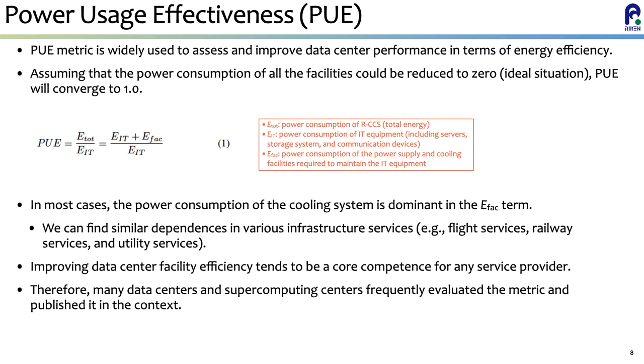The total energy term in the numerator can be divided into two terms, IT equipment energy and facility energy. In most cases, the power consumption of the cooling system is dominant in the facility energy term. Generally, improving data center facility efficiency tends to be a core competence for any service provider. Therefore, many data centers and supercomputing centers frequently evaluate the metric and publish it.